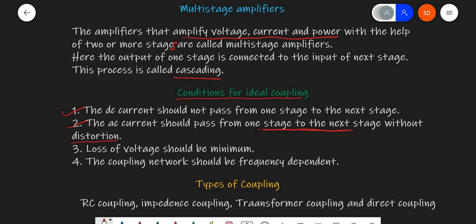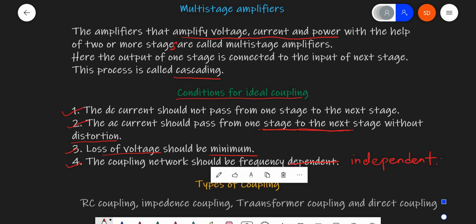Next, the loss of voltage should be minimum. During this coupling procedure the loss of voltage must be minimum, and next, the coupling network should be frequency independent. It should be frequency independent. This coupling should not depend upon the frequency of the AC.